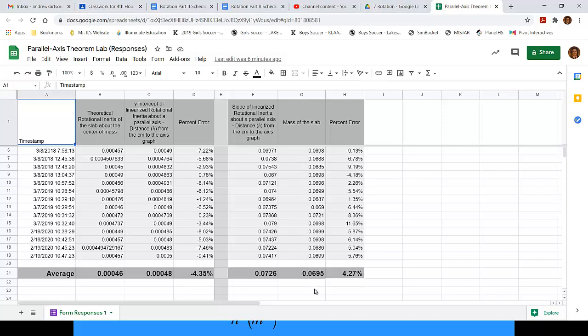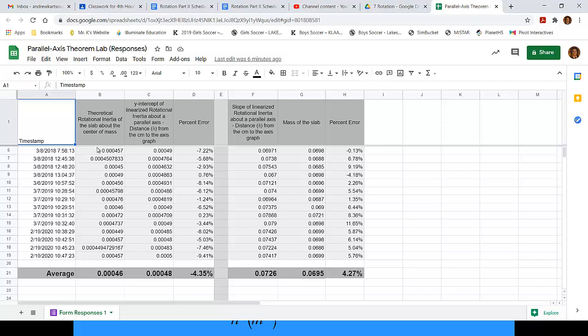What about the y-intercept? Well, here were your y-intercepts, and you can again see they're all in the same ballpark, right? It averages out to about 0.00048. And these were the y-intercepts, and they had units of kilogram meters squared.